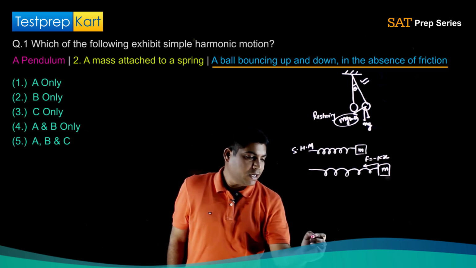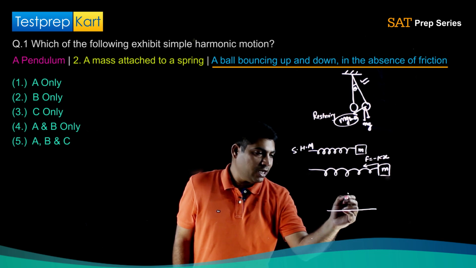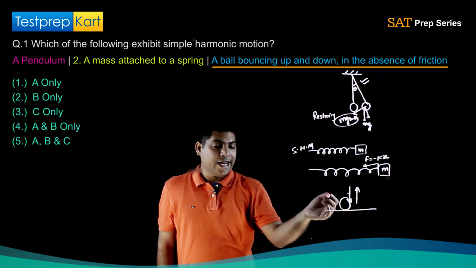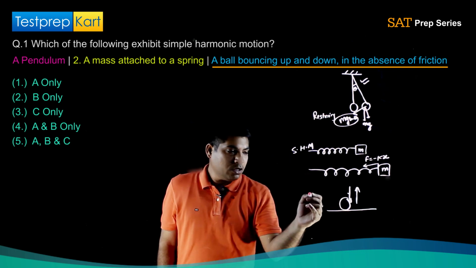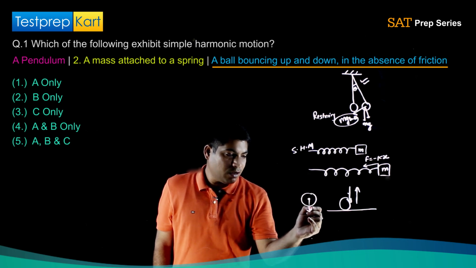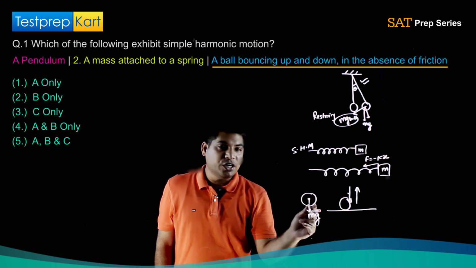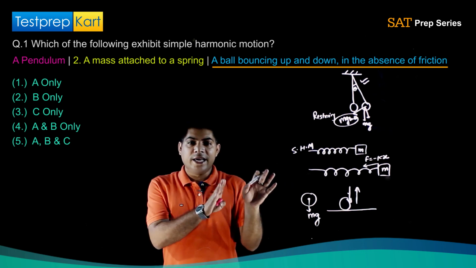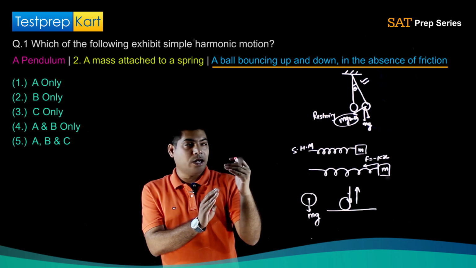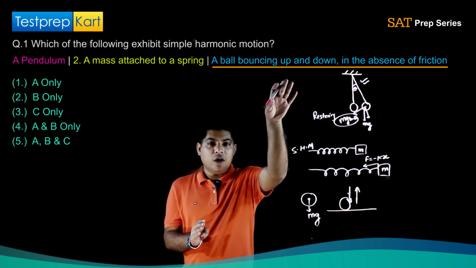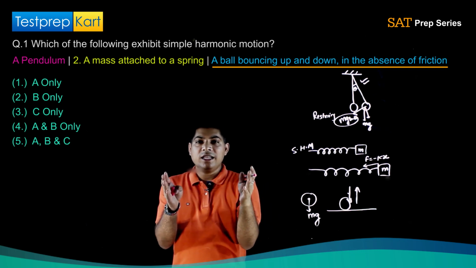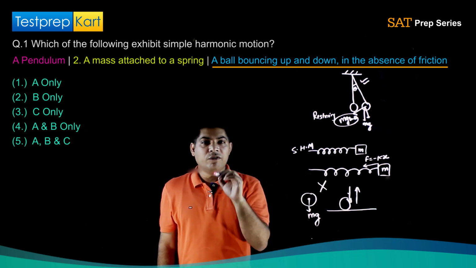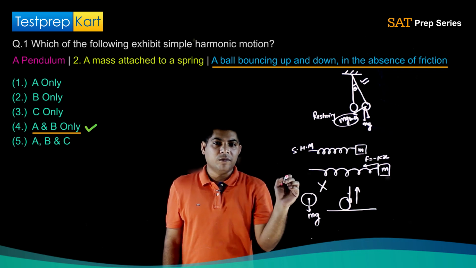In the third condition, there is a ball and the ball is bouncing on a surface. It means it is moving up and down. So if we analyze the forces working on this ball, we can see there will be a force that will act due to the mass of this object, and the direction of this force will always be directed towards the ground. It is not directed towards the center, whether the ball is moving upward or downward. So it is violating the basic fundamental of simple harmonic motion. So the ball bouncing back from the surface will not undergo simple harmonic motion.